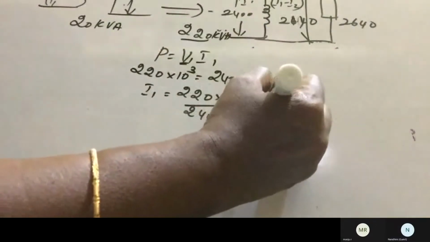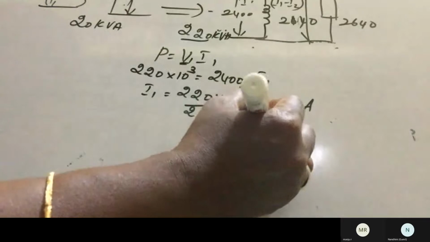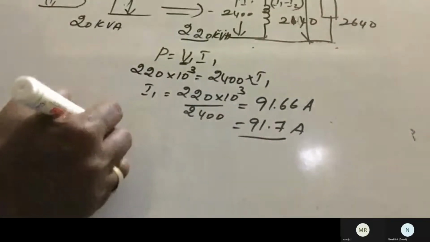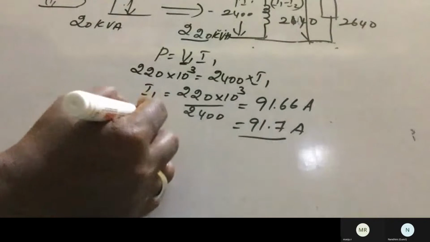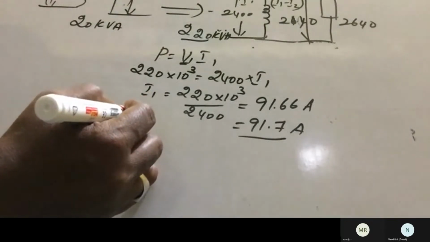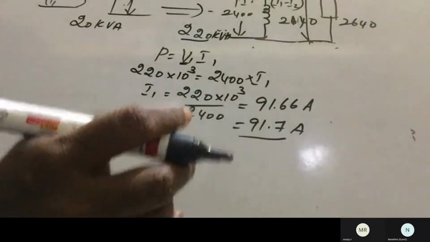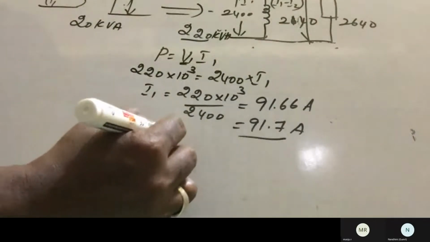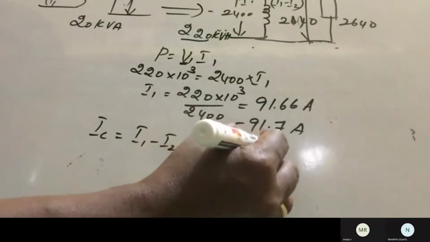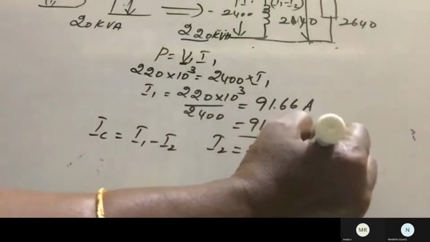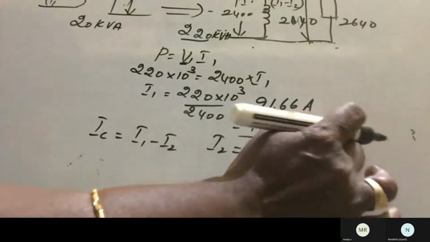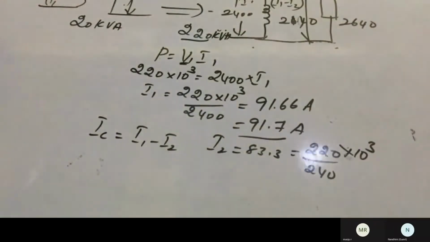91.66, ma'am. Okay, 91.66. So we can write 91.7 also. Then what about the common current? That is IC. The supply current is I1, so this will be the common term. Current will be I1 minus I2. I2 we already calculated as 83.3. Or otherwise you can calculate 220 kVA divided by 240. Check whether you are getting that 83.3 or not. We already calculated the same I2.